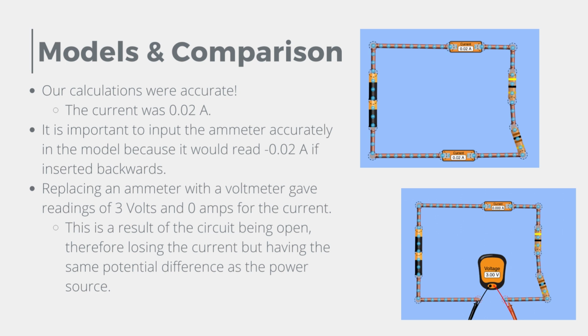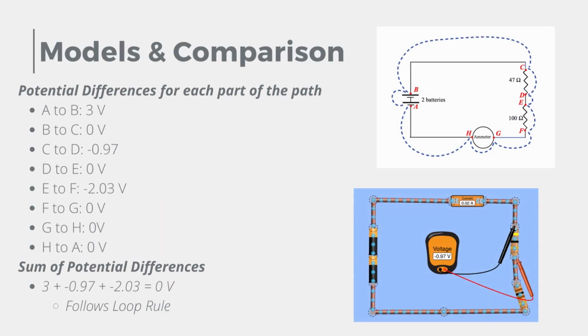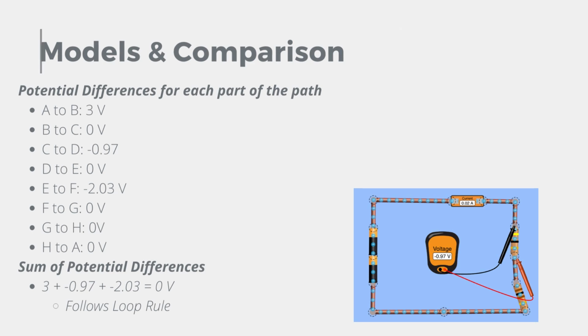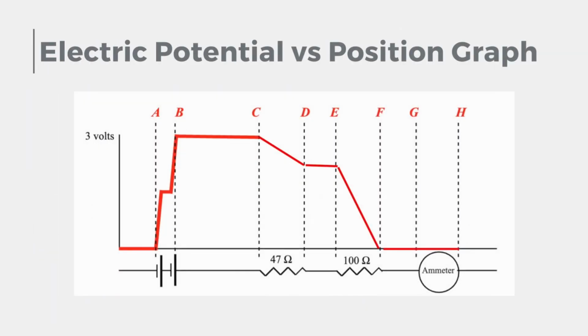Replacing an ammeter with a voltmeter gave readings of 3 volts and 0 amps for the current. This is a result of the circuit being open, therefore losing the current but having the same potential difference as the power source. Here is a list of potential differences between different sections of the circuit. As you can see, the sum of the potential differences is 0, as it should be in terms of the loop rule.